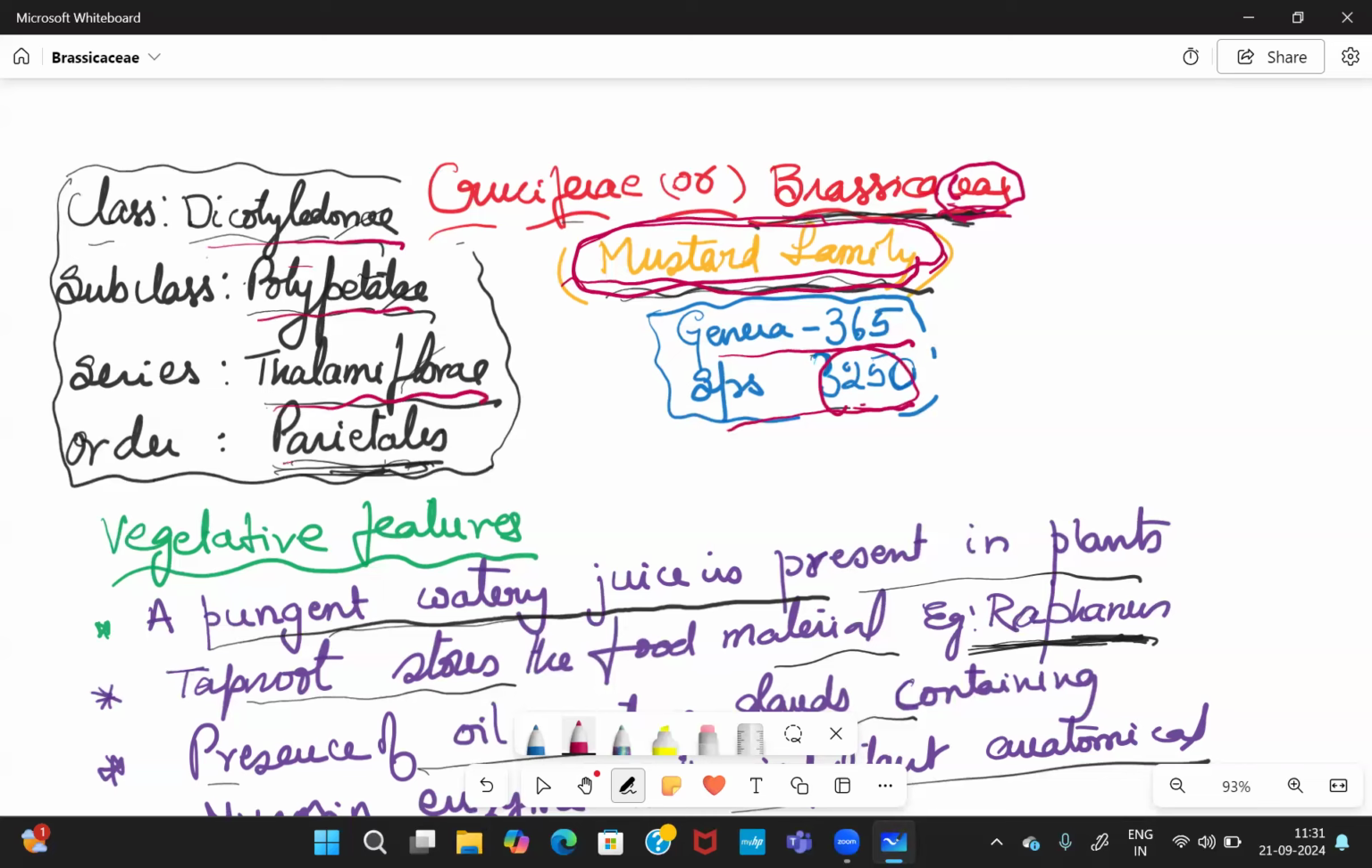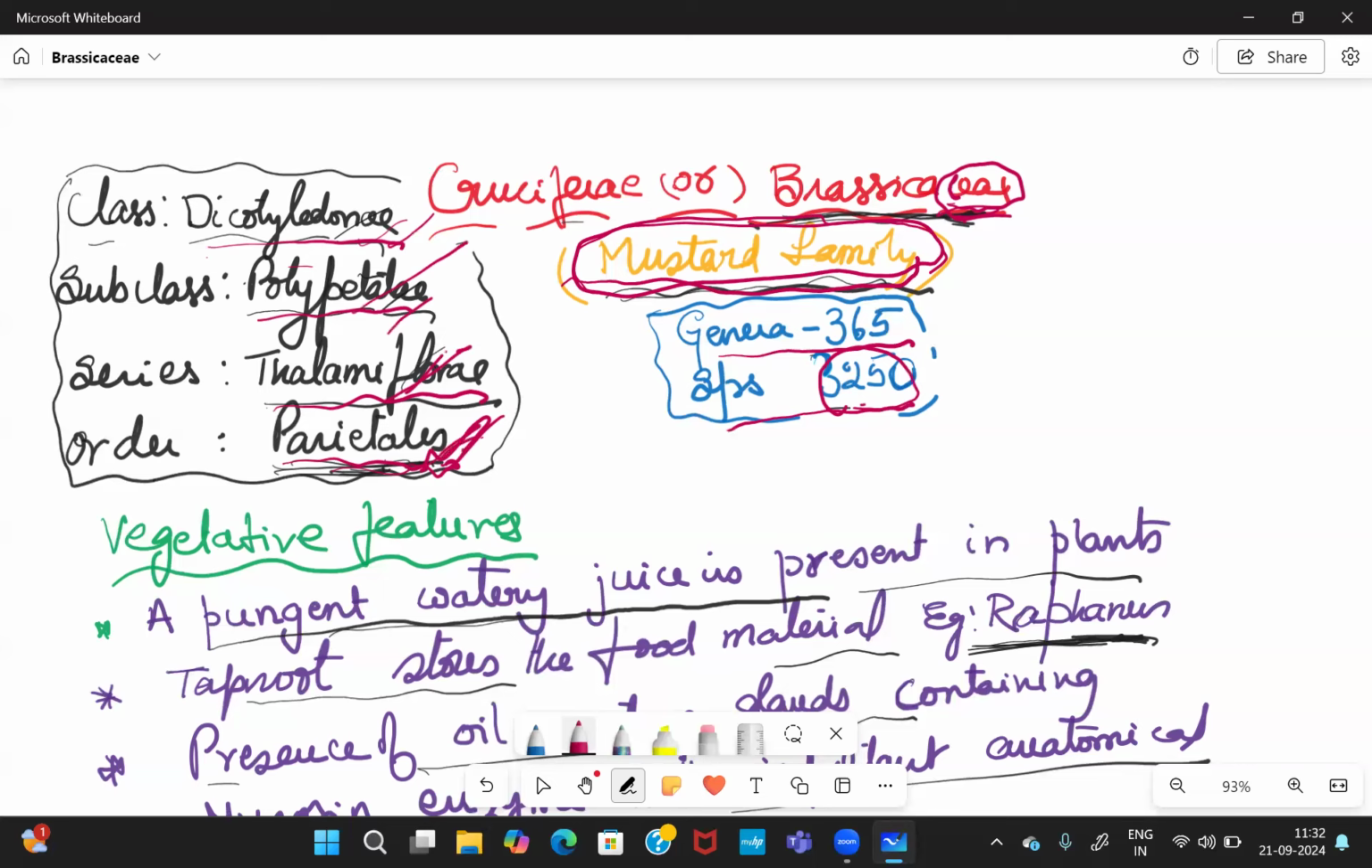But the order is Parietales. The placentation here is parietal placentation. That's why Parietales. What about Fabaceae? Dicotyledonae, Polypetalae, Thalamiflorae, order Rosales. And Malvaceae: Dicotyledonae, Polypetalae, Thalamiflorae, and order Malvales. Here it is Parietales because of the presence of parietal placentation.